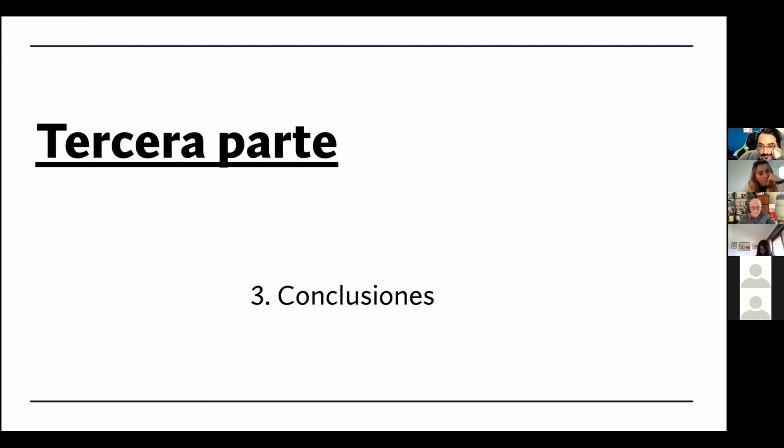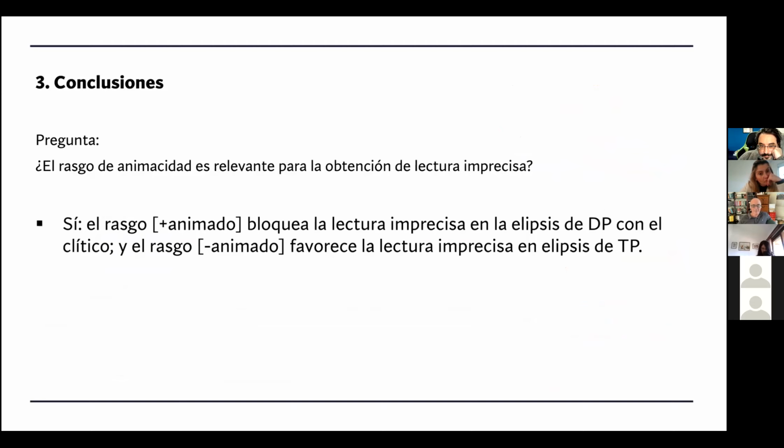Voy a empezar la conclusión y puedes terminarla tú, Paco. Pregunta: ¿el rasgo de animosidad es relevante para la obtención de lectura imprecisa? Sí, el rasgo más animado bloquea la lectura imprecisa en la elipse de DP con el clítico y el rasgo menos animado favorece la lectura imprecisa en la elipse de DP. Por favor, Paco.